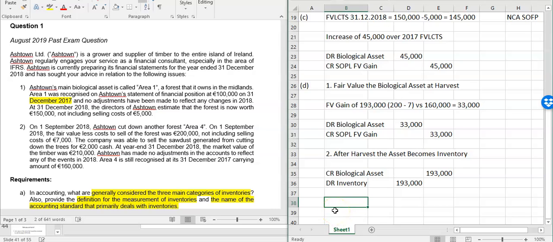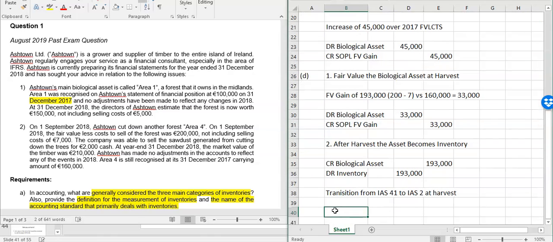So that's the transition from IAS 41 to IAS 2. And these are the types of things we expect you to be able to say. You're going to say transition from IAS 41 to IAS 2 at harvest. But that's the little, because I will be asking you to articulate why you're doing this particular treatment in an exam scenario. The other thing, what about the 210,000 at the year end?